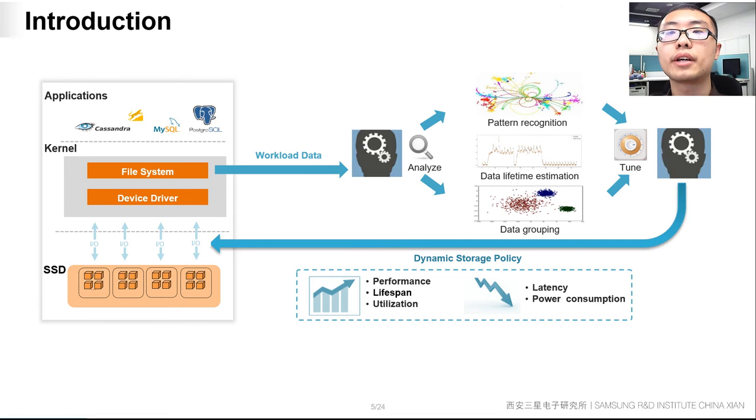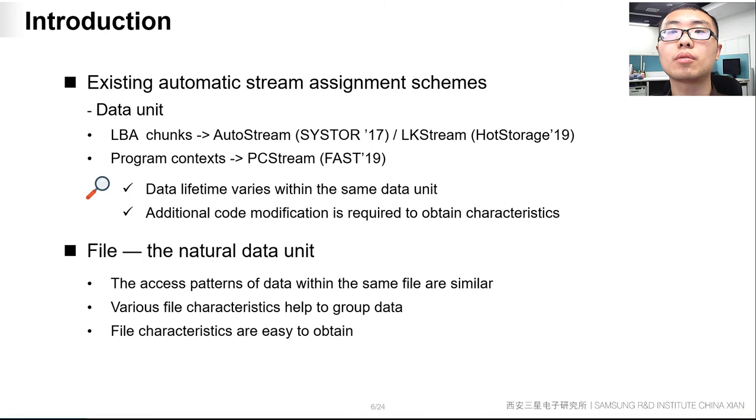In addition, this paper is based on multi-stream technology. Data carrying different stream IDs are placed in different blocks of SSD. There are lots of data, lots of I/O, so the stream assignment schemes are based on data units. AutoStream and LKStream are based on the characteristics of LPA chunks. PCStream uses program contexts, but there are also data lifetime differences in the above data units. And to obtain these characteristics, application code or kernel code need to be modified. This makes the deployment in product environments difficult.